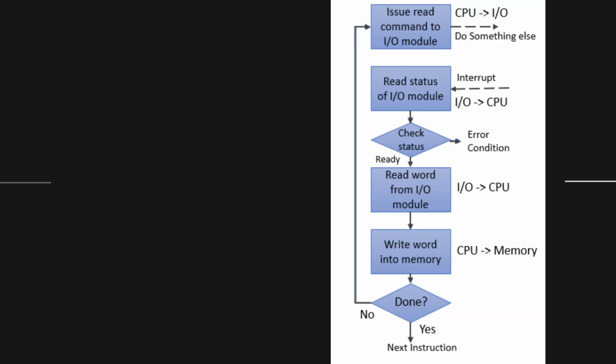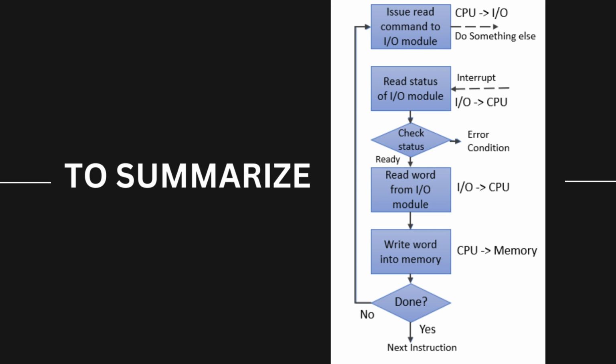Now to summarize. First, CPU issues a read command to I/O module. Then there is a checking for interrupt. Then once the interrupt is confirmed, read status of I/O module. Check status for error conditions, read word from I/O module, then write word into memory and then check if it's done. Once it's done, either perform the next instruction or repeat the set of instructions.